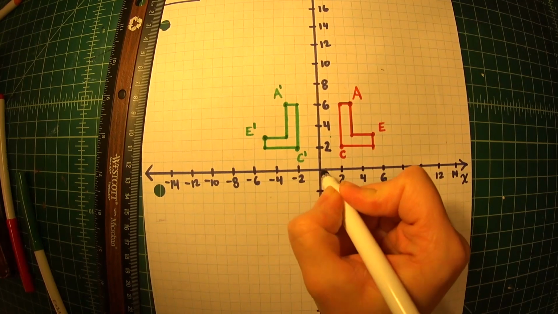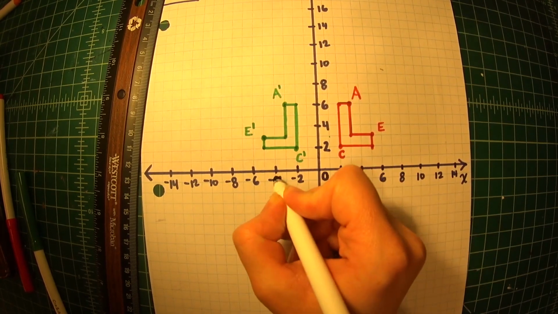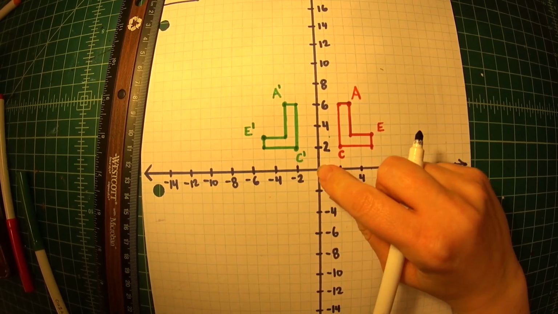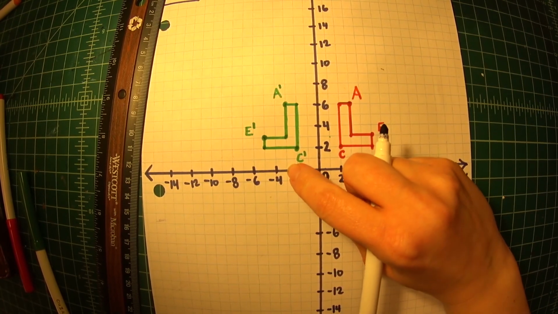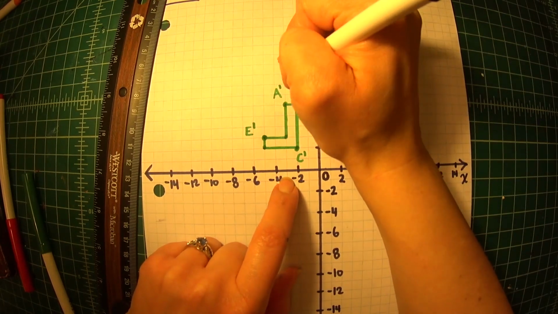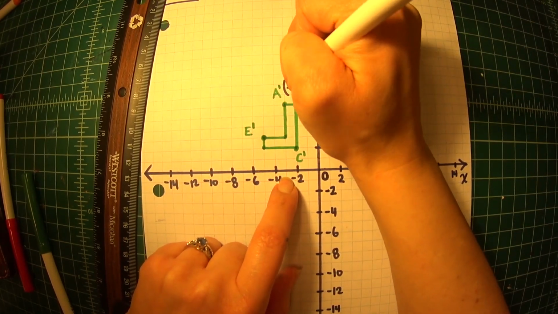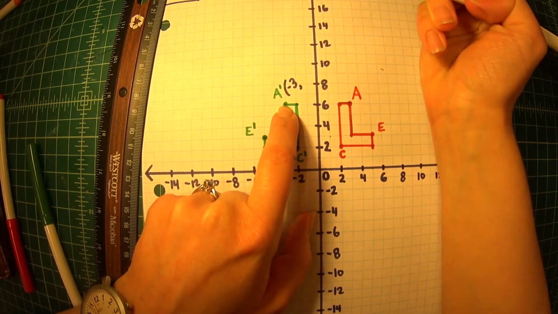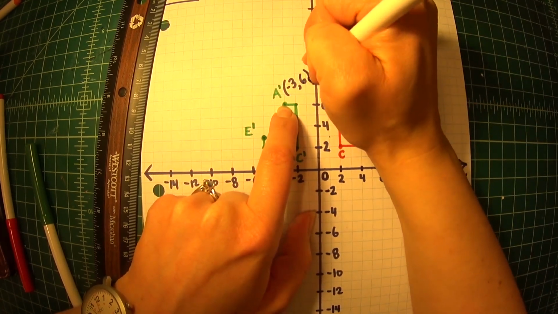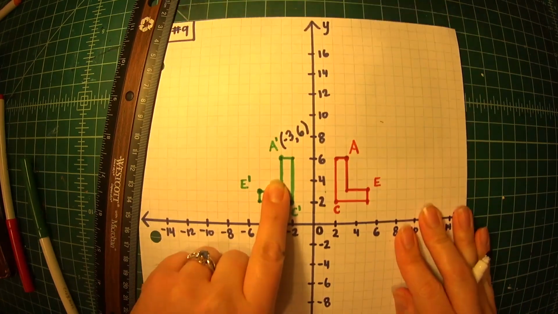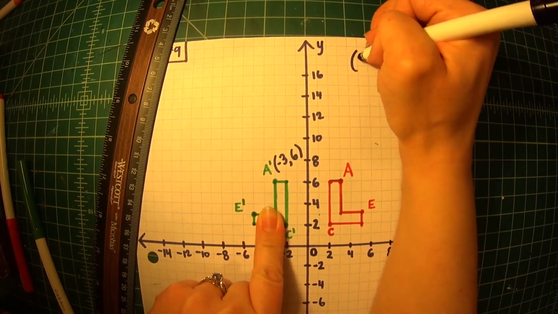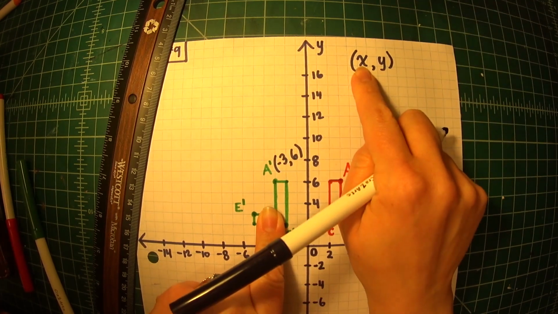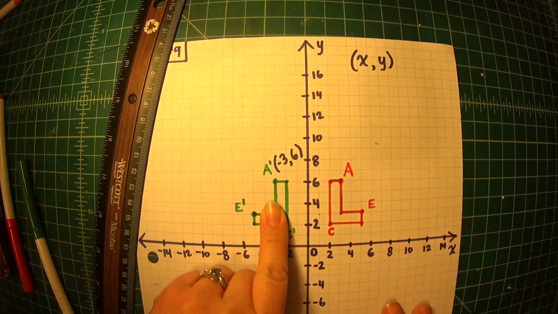So again, you just have to remember to always read across and then up or down. So for A prime, I go across. So it's at -3. So that's my x coordinate, -3. And then I read up, it's at 6. So my first set of coordinates is -3, 6. So remember, always across, then up and down. X coordinate, then y coordinate.